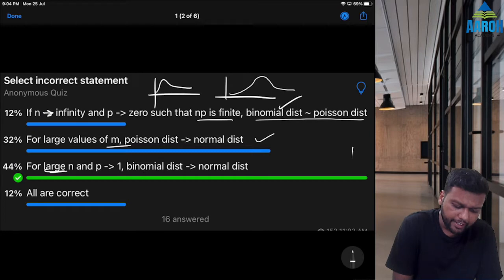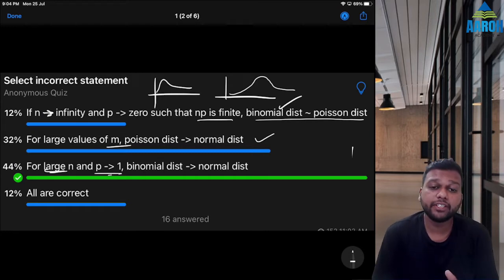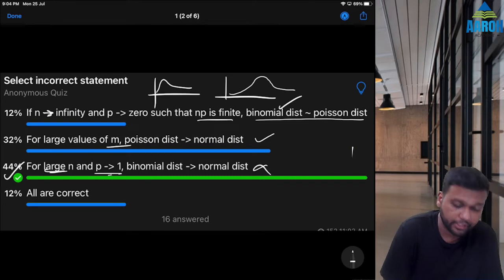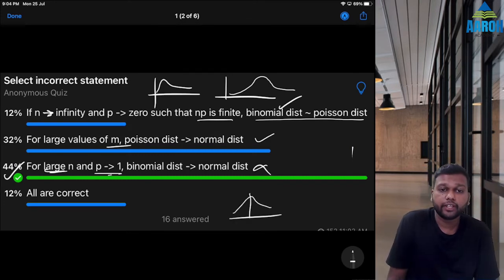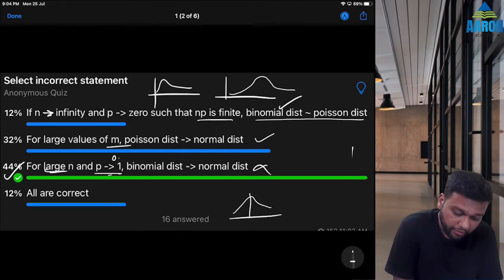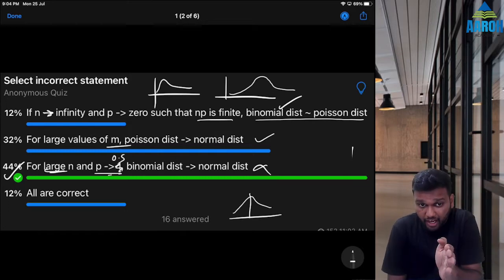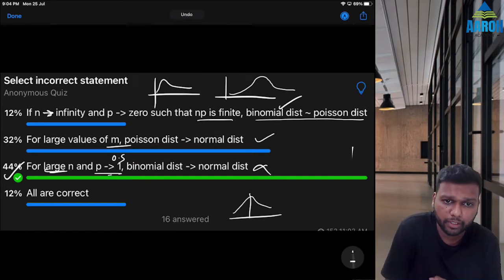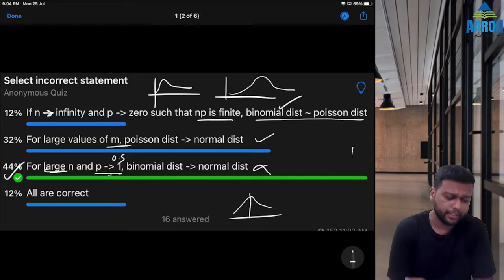For large n and p tends to 1, binomial distribution is nearly or tends to normal distribution. Now this is the incorrect statement, or this is our answer. Why? Because normal distribution is symmetric. Okay, so this should be 0.5. When probability is exactly half and n is very large, then binomial distribution starts becoming like normal distribution. Okay, so this is our answer.